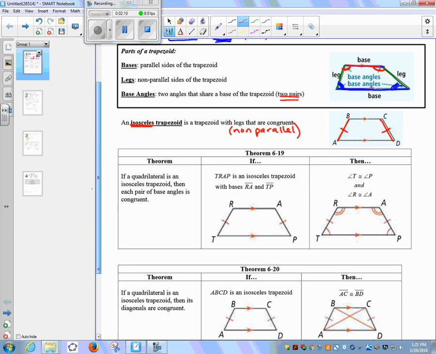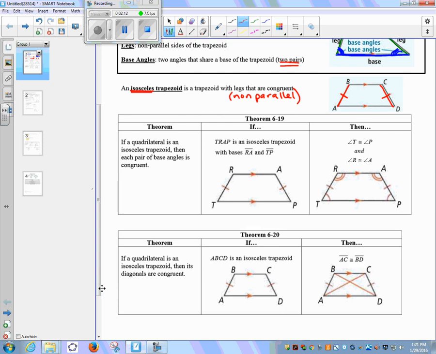When a trapezoid is isosceles, it has certain properties that aren't true of any old trapezoid. They're only true about isosceles trapezoids. So there's two theorems here that talk specifically about isosceles trapezoids. Okay, so these are all just about isosceles traps. The first one: if it's an isosceles trapezoid, then the two pairs of base angles are congruent.